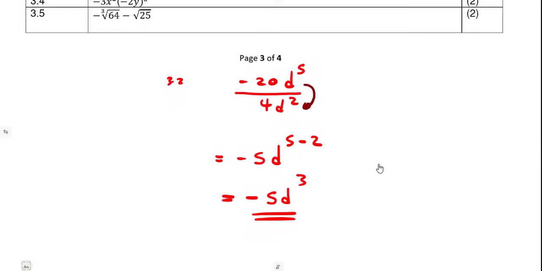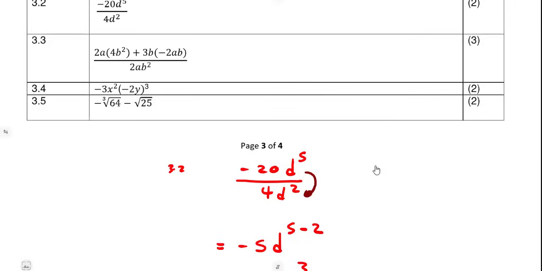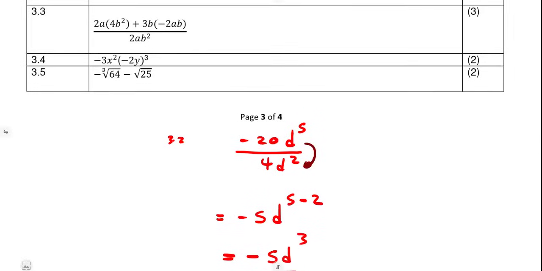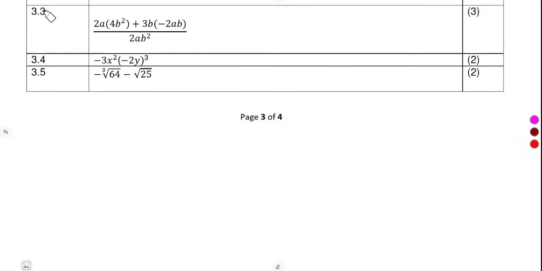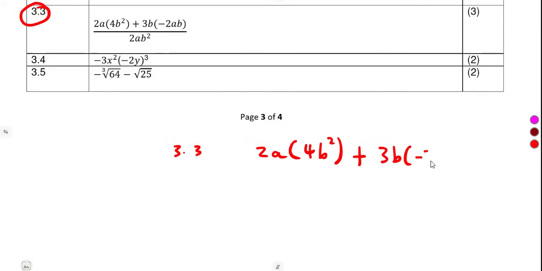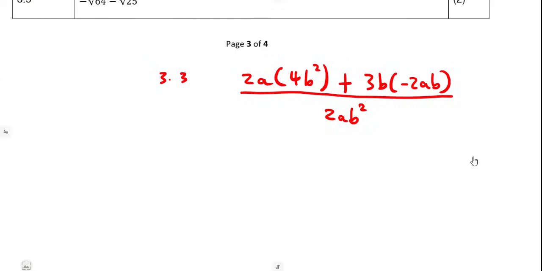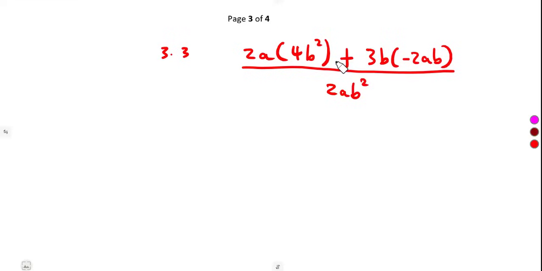So if we consider another part, let's check 3.3. So this one is direct, just like that, guys. Here we are given 2a into 4b to the exponent of 2 plus, then we have got 3b into minus 2ab like this. Everything over what? Everything over 2ab squared. All right, let us just see properly here.